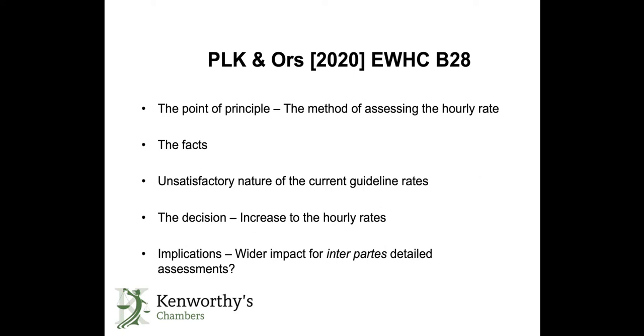So on that basis, Master Whalen gave a direction to the cost officers that if the rate claimed was within 120% of the guideline rate, then it would be considered to be prima facie reasonable, and outside that bracket, it would be considered to be prima facie unreasonable.